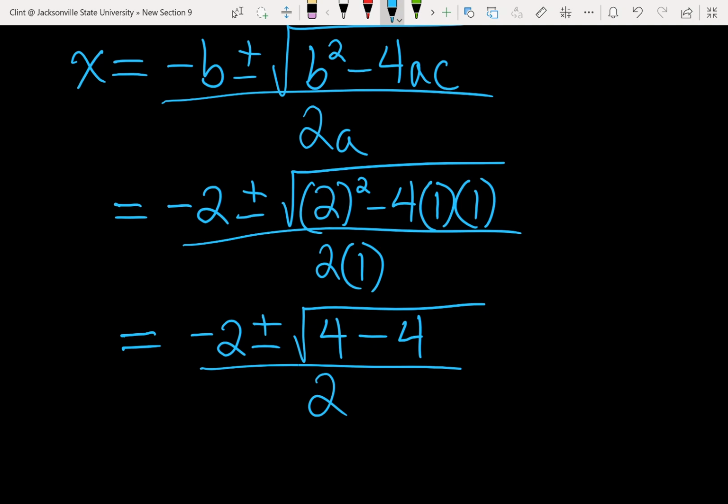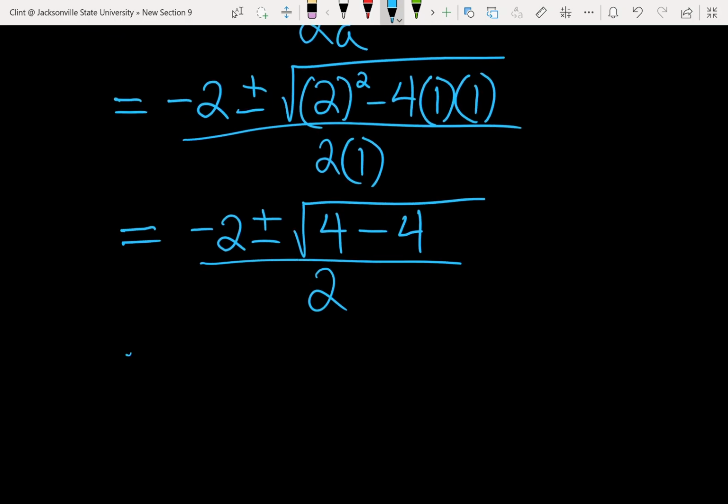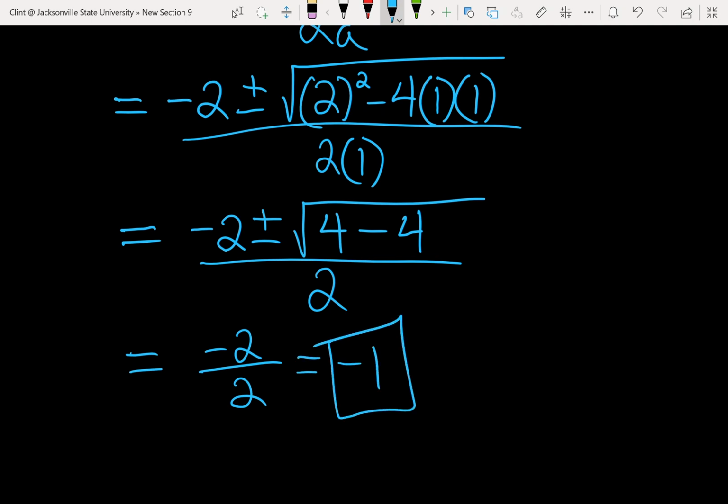If that happens, when we have a 0 under the square root, that gives a rational solution. That turns into -2. We already knew that because we factored it.